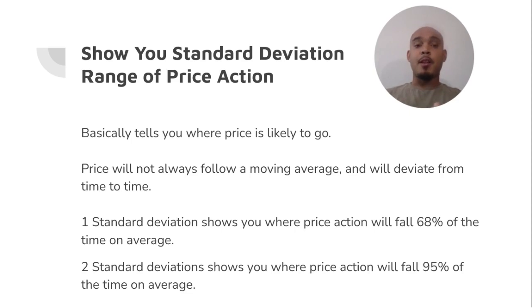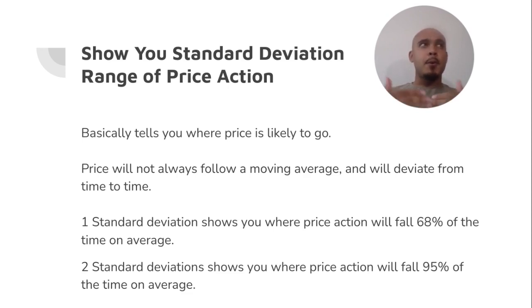So what Bollinger Bands actually do is show you a standard deviation range of price action. So it basically tells you where price is likely to go. Price will not always follow a moving average, and it deviates from time to time, right? If price stayed right on a moving average, it would be pretty easy to trade the stock market.